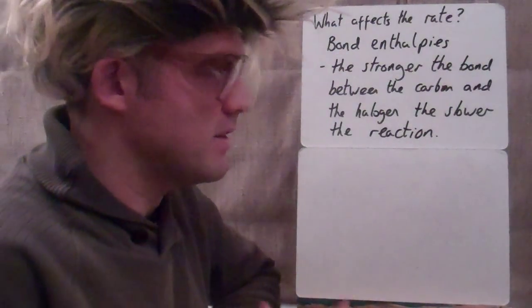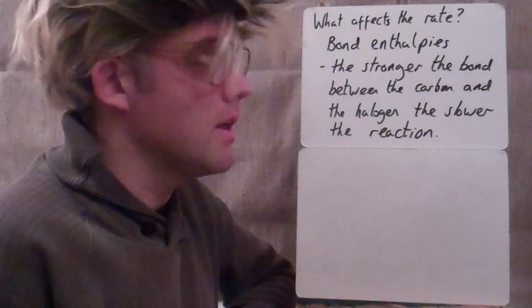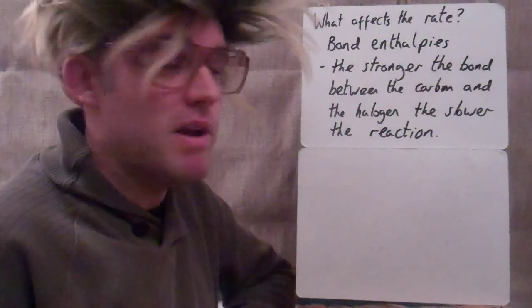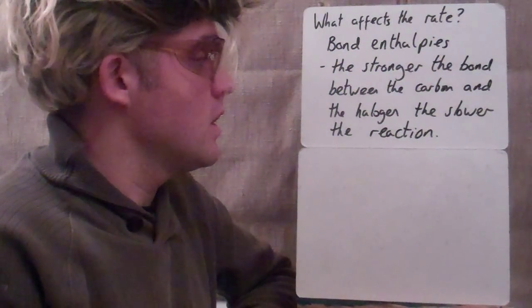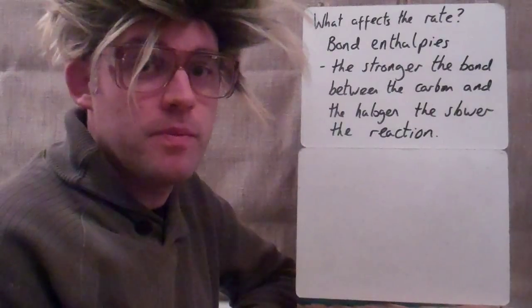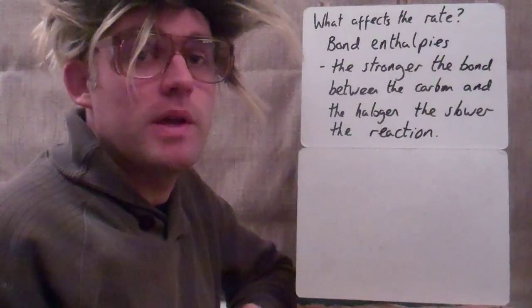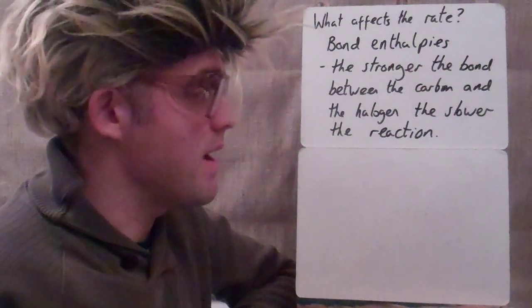So if we've got all those factors that we looked at before constant, so we're only comparing the difference of having different halogens, then we can look at what affects the rate. Okay, and the thing that affects the rate of reaction is the bond enthalpy. Okay, the bond enthalpy is how strong a bond is. And we find that the stronger the bond is between the carbon and the halogen, the slower the reaction. And that makes sense because it's the halogen that's got to leave the molecule, and it can't leave until that bond between the carbon and the halogen is broken. So if that bond is not broken, the reaction hasn't happened yet. So the stronger the bond, the slower the reaction.